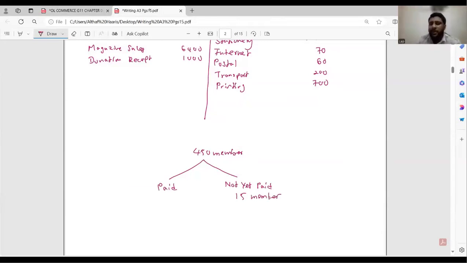Then you tell me, people, out of 450, 15 has not yet paid. We have not received the money yet from 15. From how many members did we receive the money? Tell me, people. We received only from 435 members.